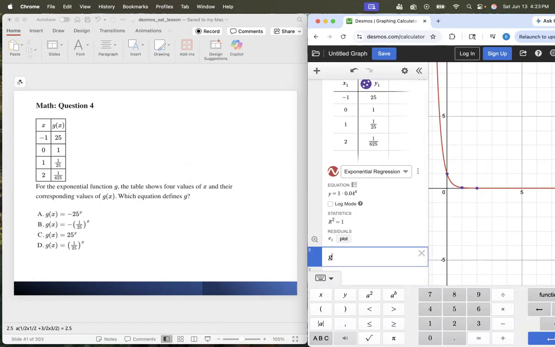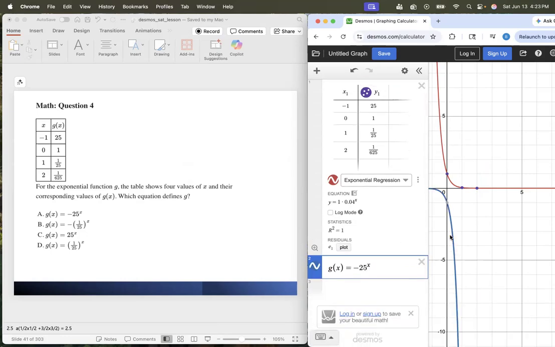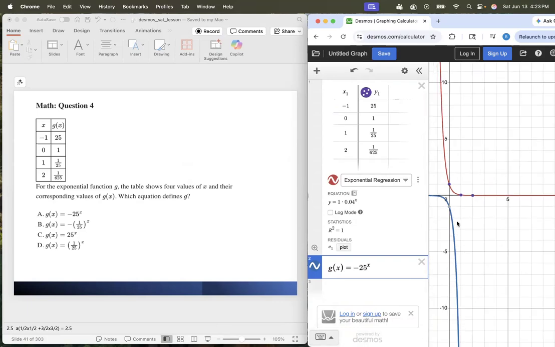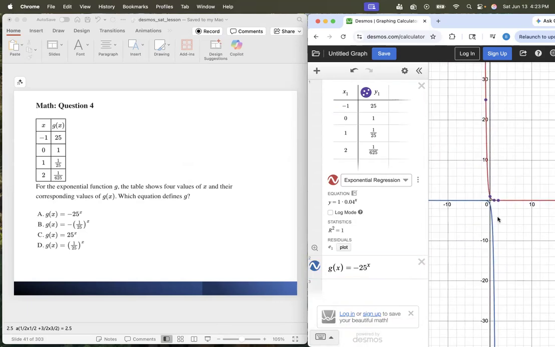So I would say G of X, okay, what is that? It's minus 25 to the exponent X. And that's going down right here. So that function is different. It's different from our graph. So I'll take that one out.